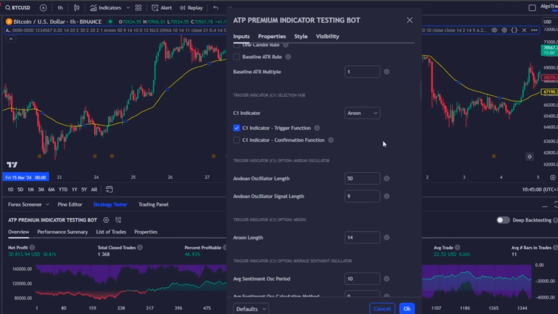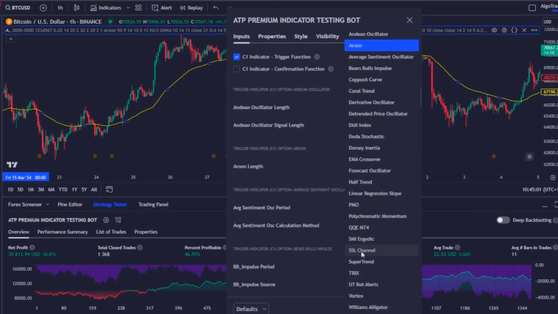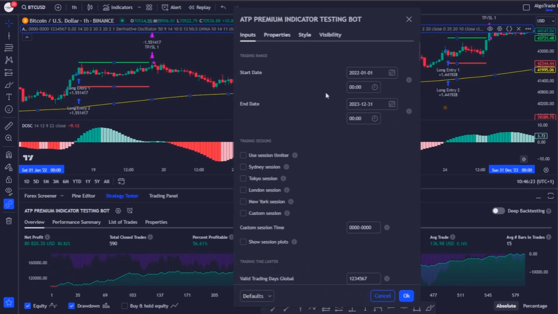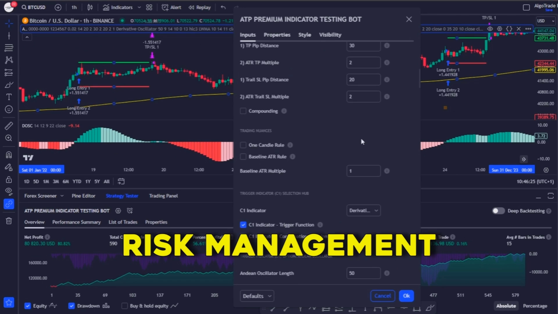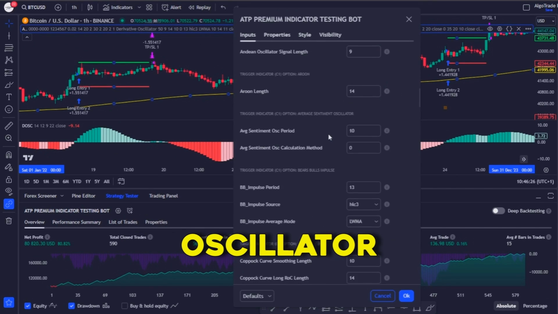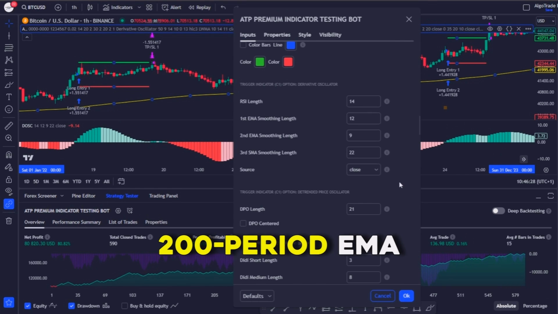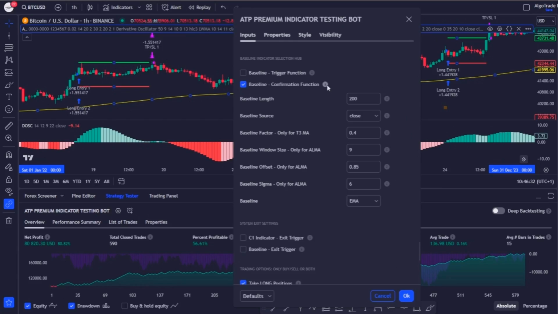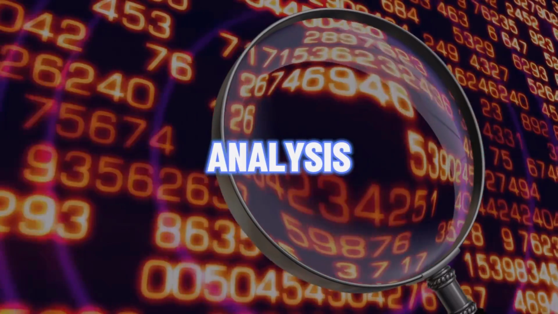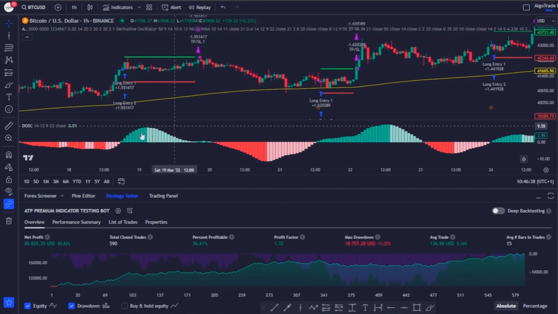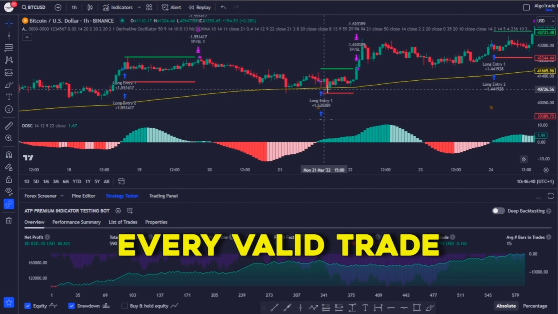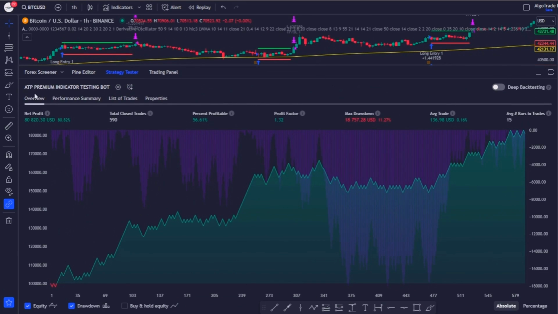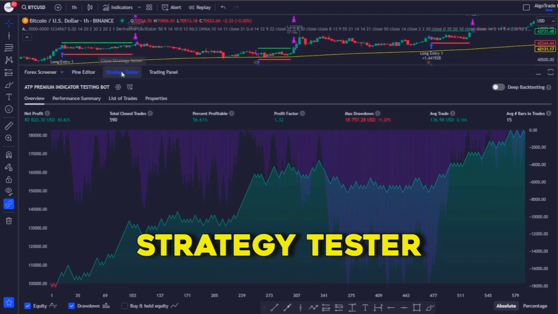With this tool, I just need to select the indicator I would like to test, and in 1 second, I have all the results on my chart. After selecting the data sample, the risk management, the derivative oscillator with the settings I told you about, and the 200 period exponential moving average with the confirmation function, we are ready to start this big analysis. As you can see, the trading bot not only displays every valid trade on the charts, but also gives me the statistics about each asset I want to backtest down below on the strategy tester tab.